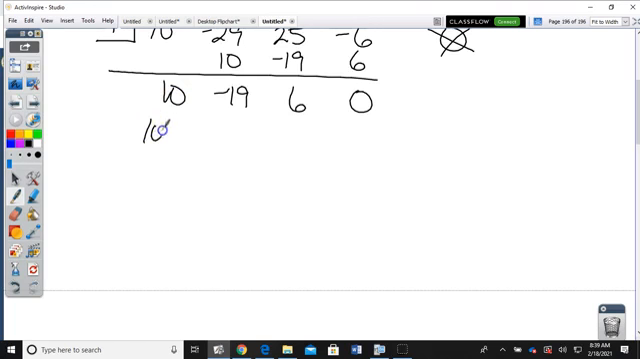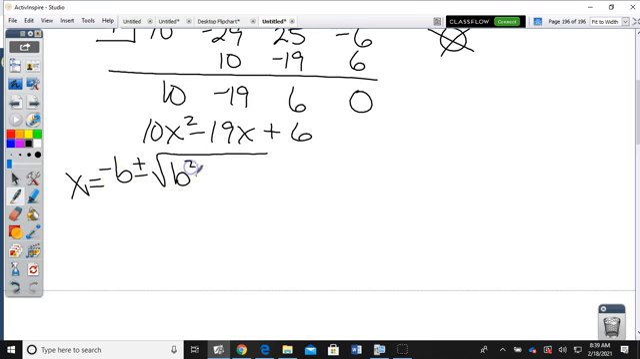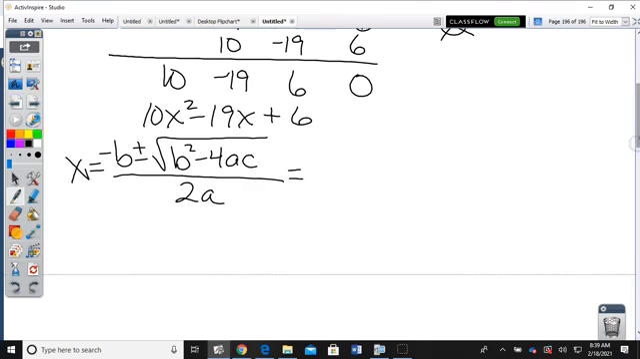So now I have 10x squared minus 19x plus 6. And we do our quadratic formula. I'm going to write it out for you. You need to have it memorized. After you leave this class, your next math class in college or in high school or wherever it may be, it will be in there, the quadratic formula. Just one of those things you got to learn. What is B?